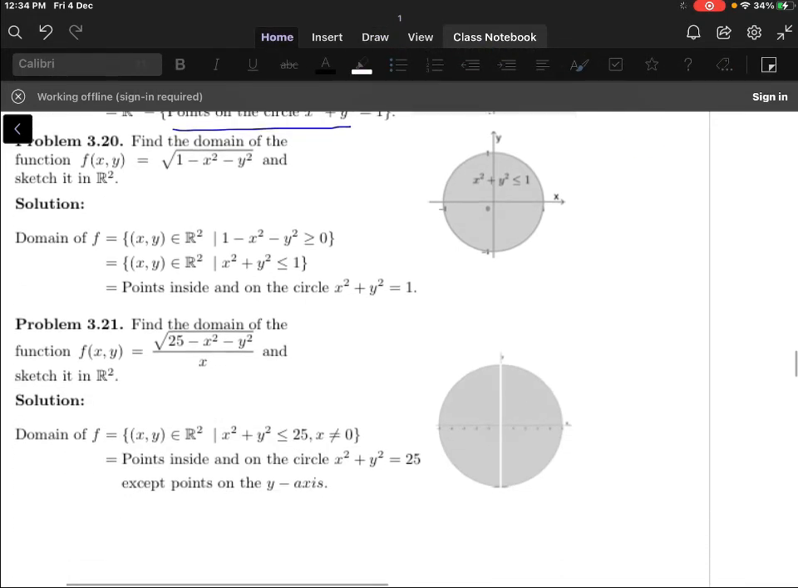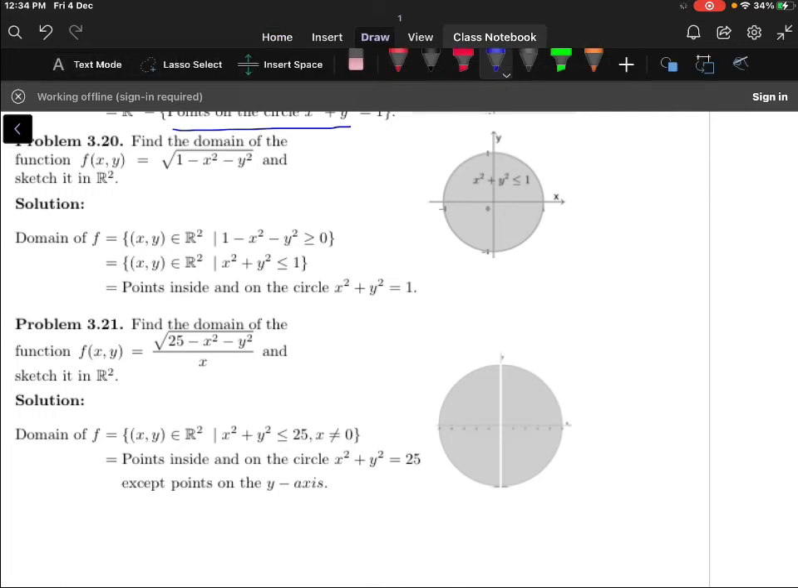Let us take the next example. Find the domain of the function f(x, y) equal to the square root of 1 minus x squared minus y squared, and sketch it in R2. You have to draw the domain of the function f(x, y) here. This function is defined when 1 minus x squared minus y squared is always greater than or equal to 0. If it is negative, it goes to a complex number.